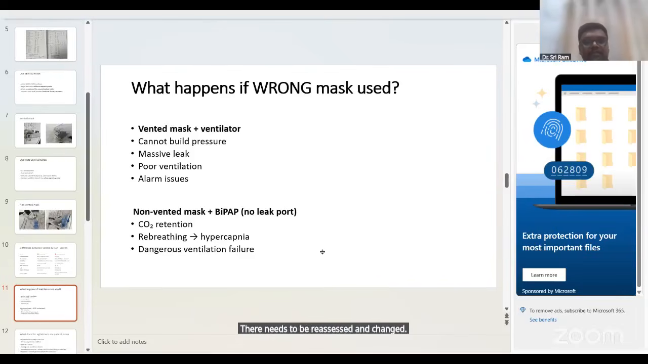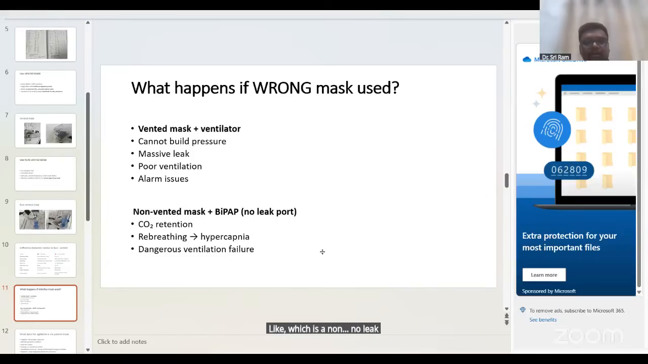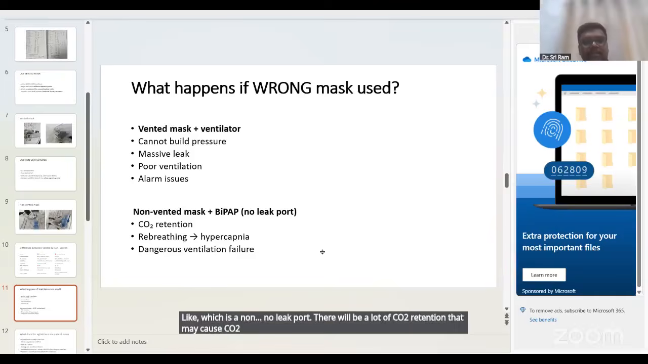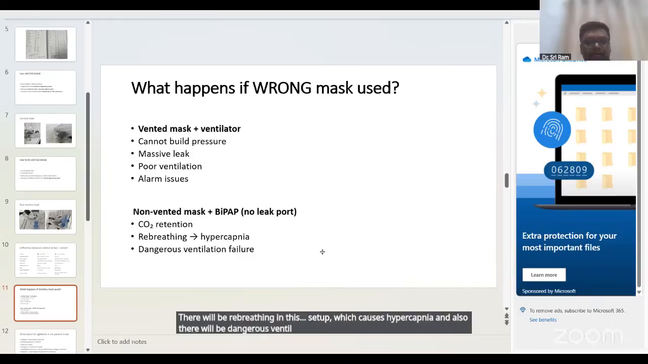When a non-vented mask is connected to a BiPAP, which has no leak port, there will be a lot of CO2 retention that may cause CO2 narcosis or worsening of the pH. There will be rebreathing in this setup, which causes hypercapnia, and also dangerous ventilation failure.